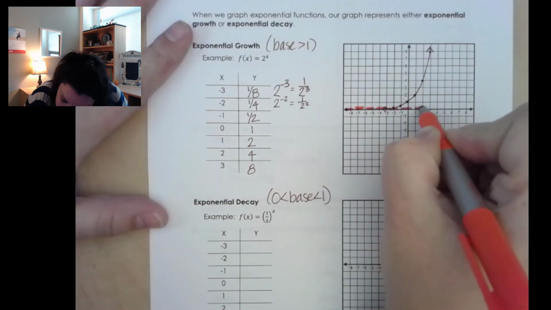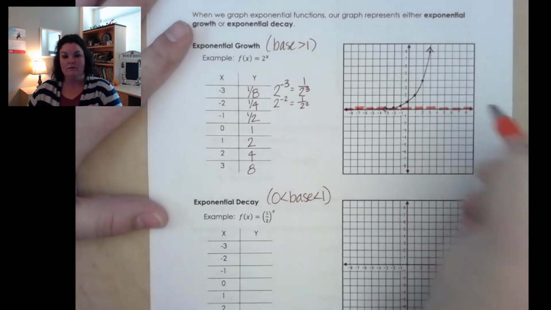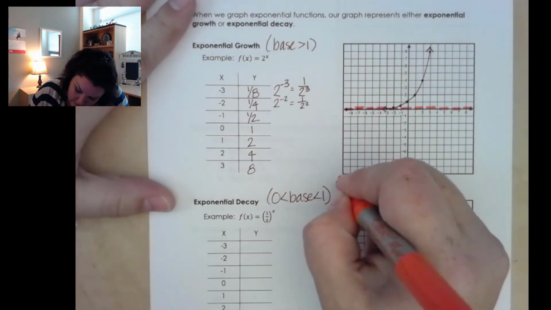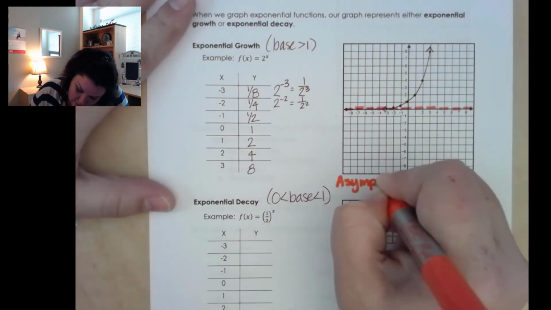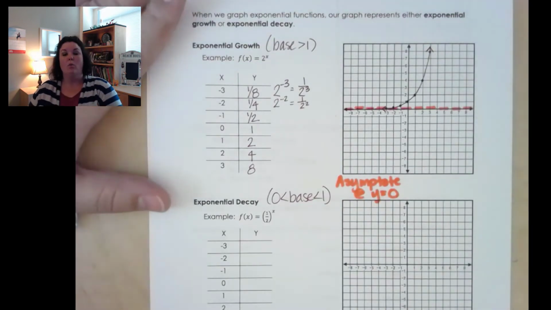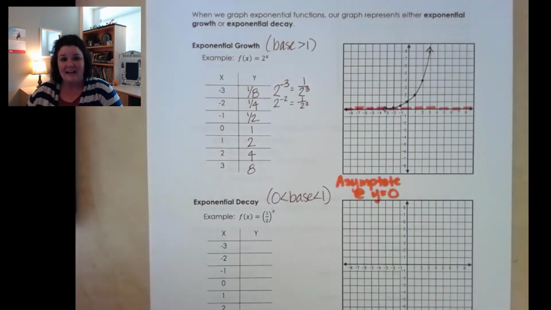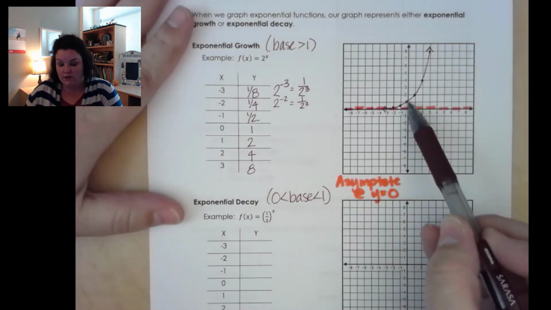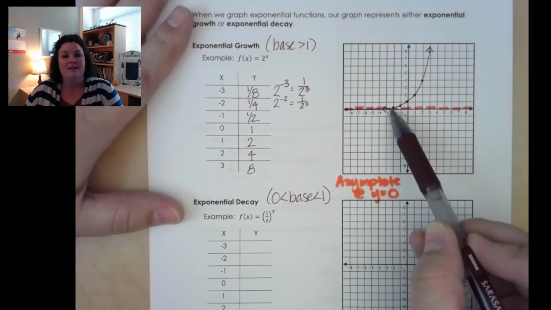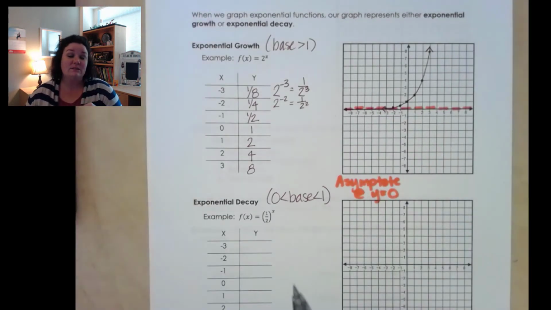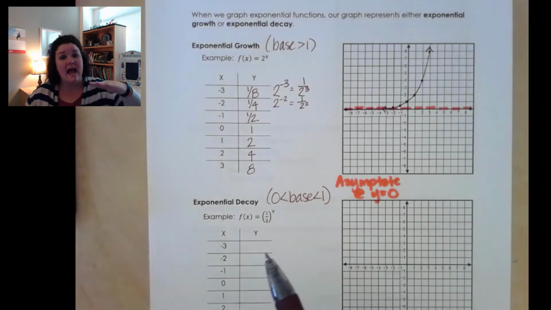So we have this invisible line, if you will, right on the x-axis that is our asymptote. Okay, so we have an asymptote at y equals 0. The y equals 0 line is this line that these values are going to get closer and closer and closer to, but not actually touch or cross. Okay, and every exponential function has an asymptote.